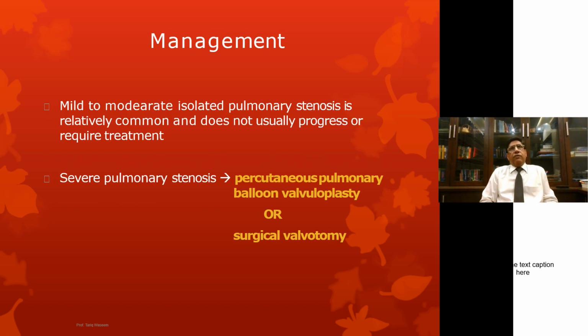As for the management of pulmonary stenosis, mild to moderate isolated pulmonary stenosis is relatively common and does not require any treatment. It is usually benign in course and usually does not progress. But severe pulmonary stenosis, of course, would require a percutaneous pulmonary balloon valvuloplasty or maybe surgical valvotomy.